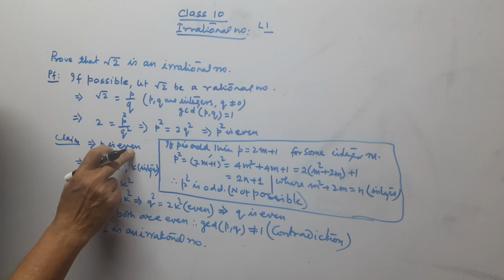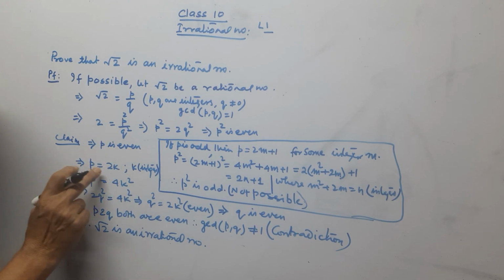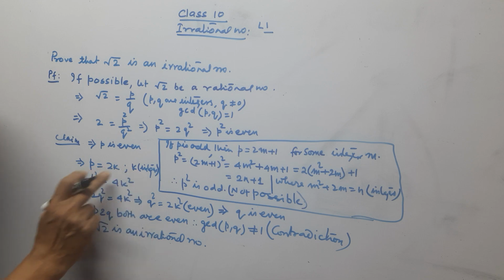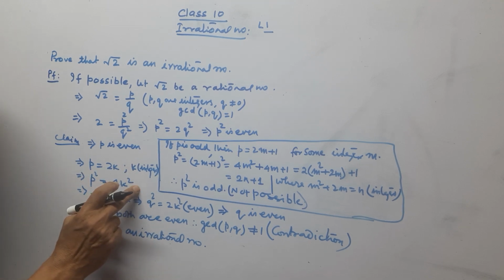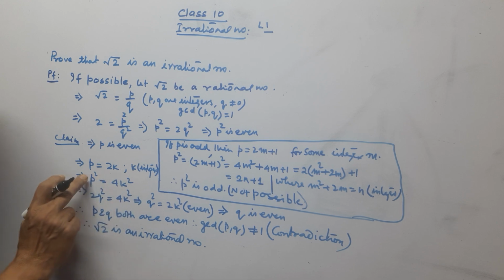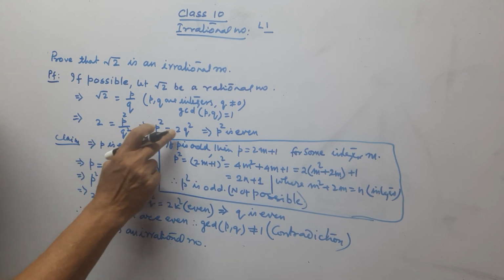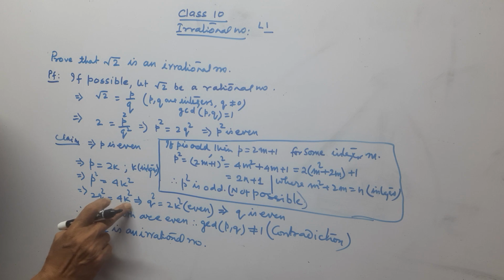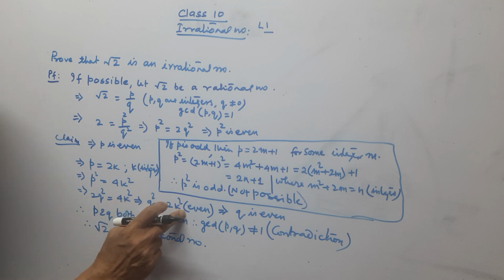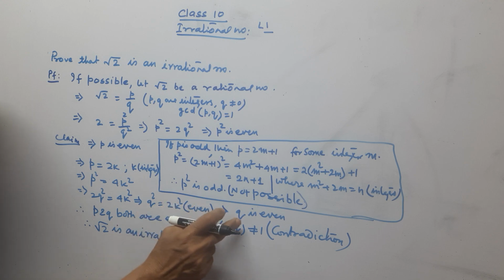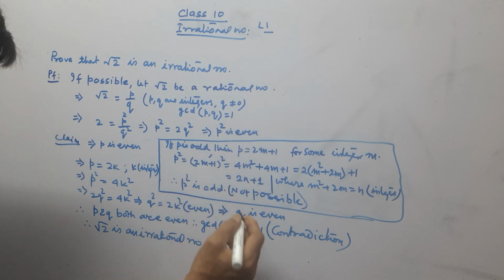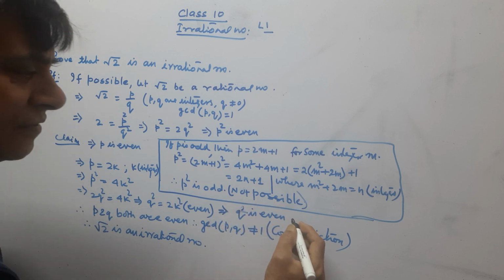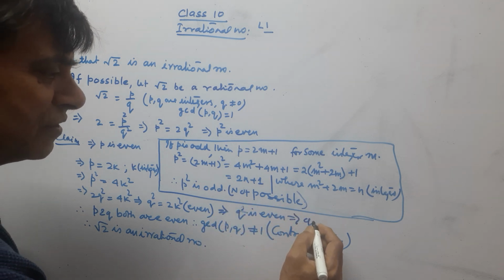When p is even, then p will be 2k for some integer k. Then p square is 4k square. Then replace p square by 2q square, so 2q square is 4k square. Now q square is equal to 2k square. This implies, similarly, one step I have left here, q square is even. This implies q is even.